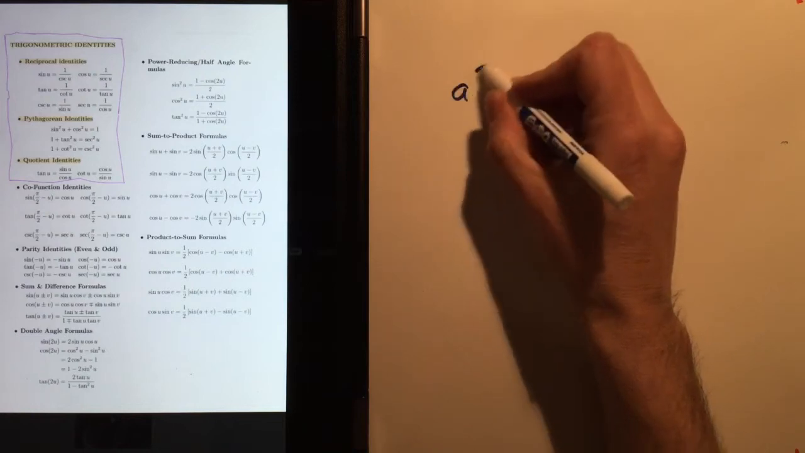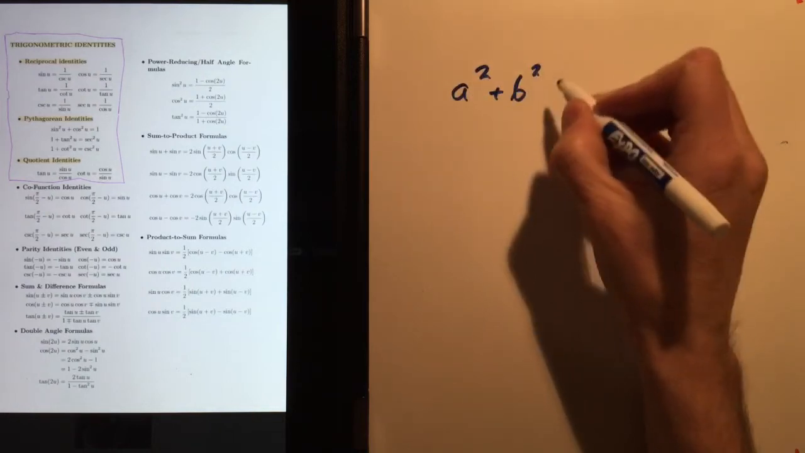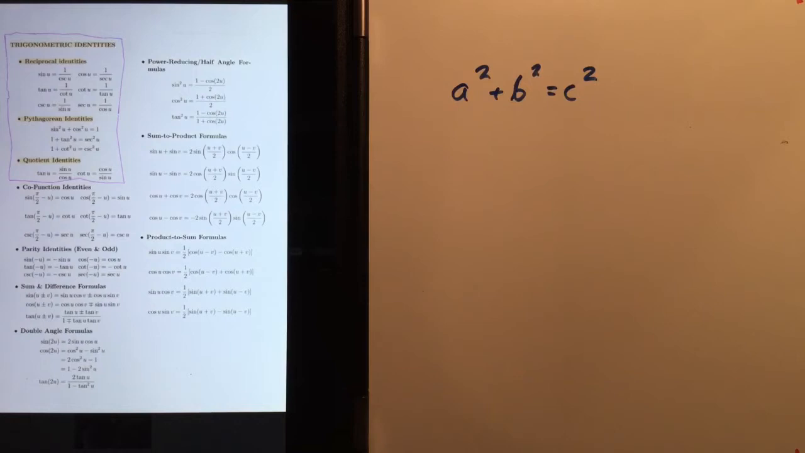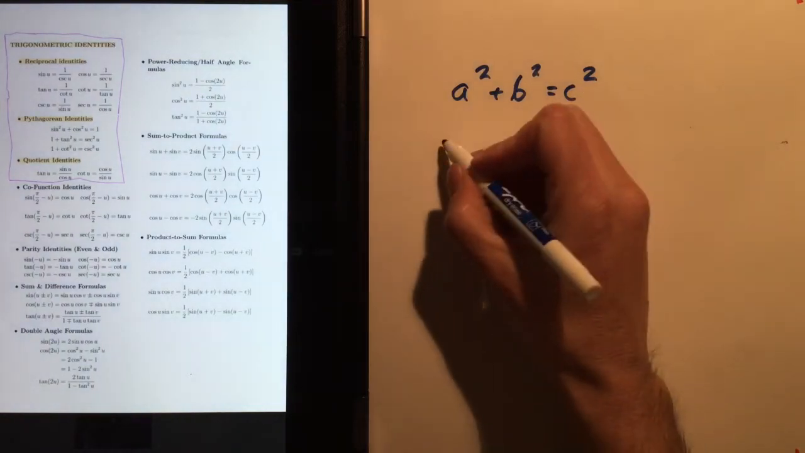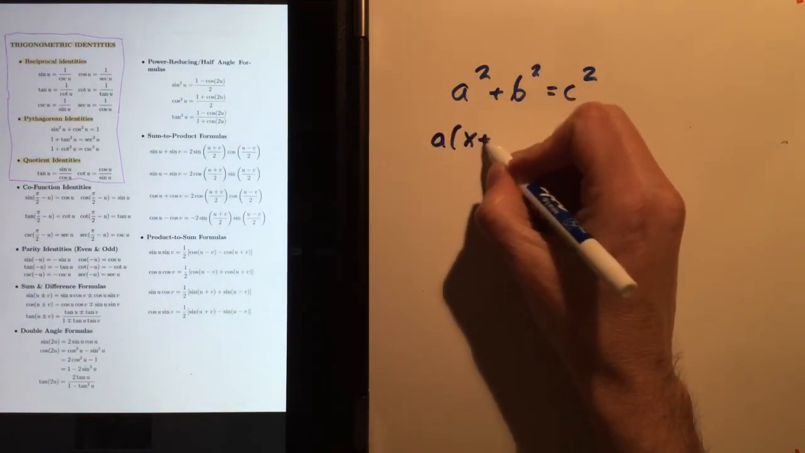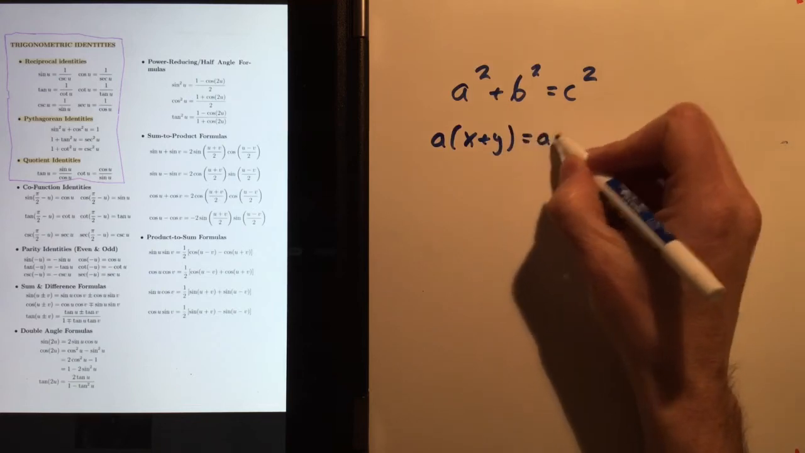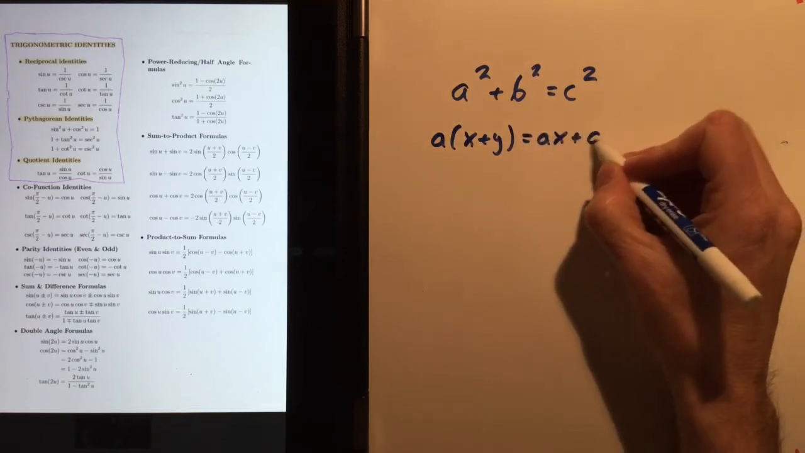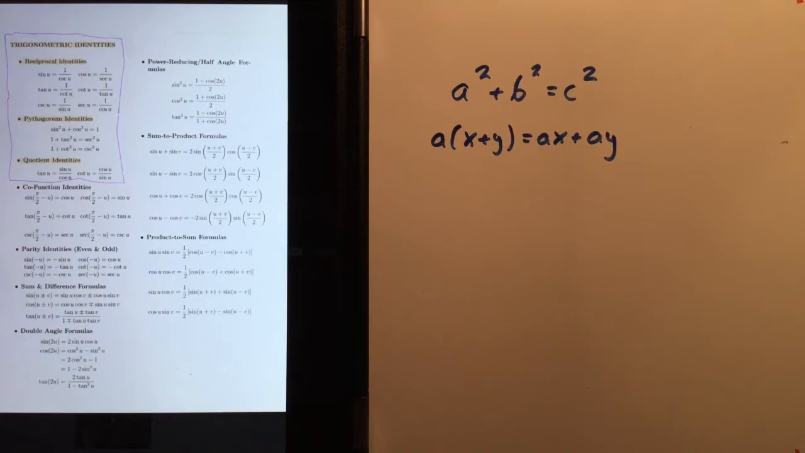For example, a squared plus b squared is always equal to c squared in a right triangle. And a times the quantity x plus y is always equal to ax plus ay. These are a couple of identities.